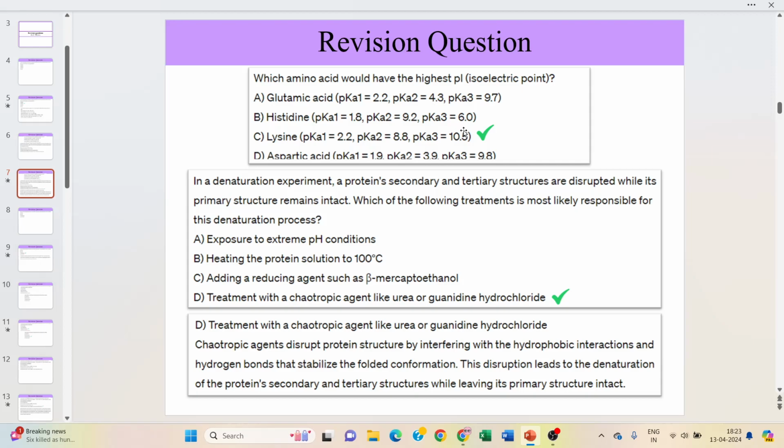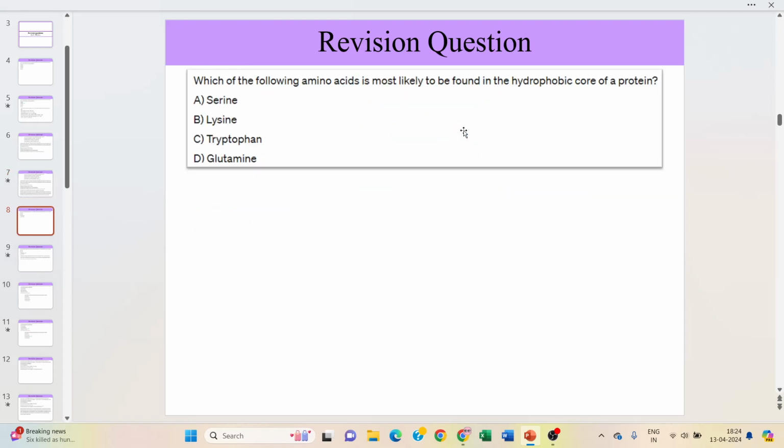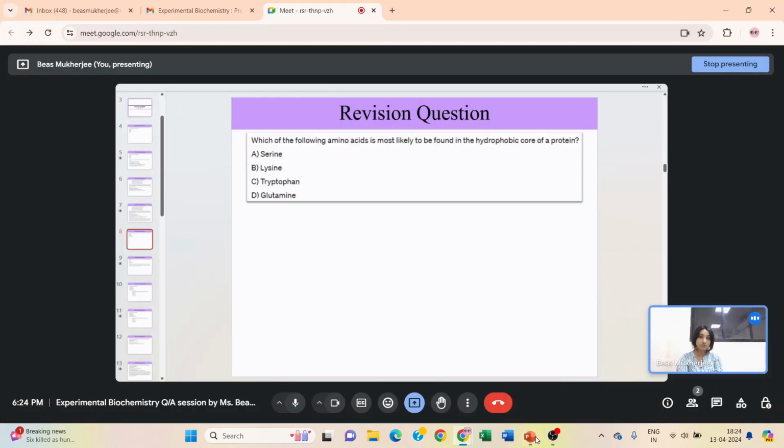Okay, so next is, in a denaturation experiment, the protein's secondary and tertiary structures are disrupted by. Okay, so the option number D is correct. Chaotropic agents disrupt the protein structure by interfering with hydrophobic interactions and hydrogen bonds that stabilize the folded conformation. This disruption leads to denaturation of the protein's secondary and tertiary structure, leaving its primary structure intact. Okay, so which is the next question?